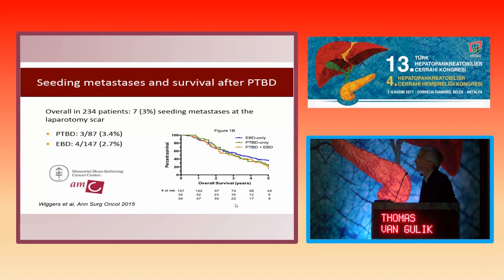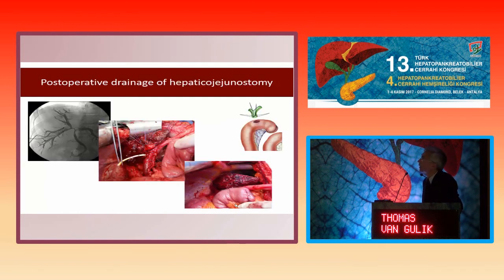And in the same analysis with Sloan Kettering in New York, we looked at 234 patients who had EBD or PTBD. We looked at the incidence of seeding metastasis, actually found it in 3%, but there was no difference between EBD or percutaneous drainage. And when you look at the survival, there was no difference in survival rate of patients who had a percutaneous or endoscopic drainage. So I don't think that is a valid argument anymore.